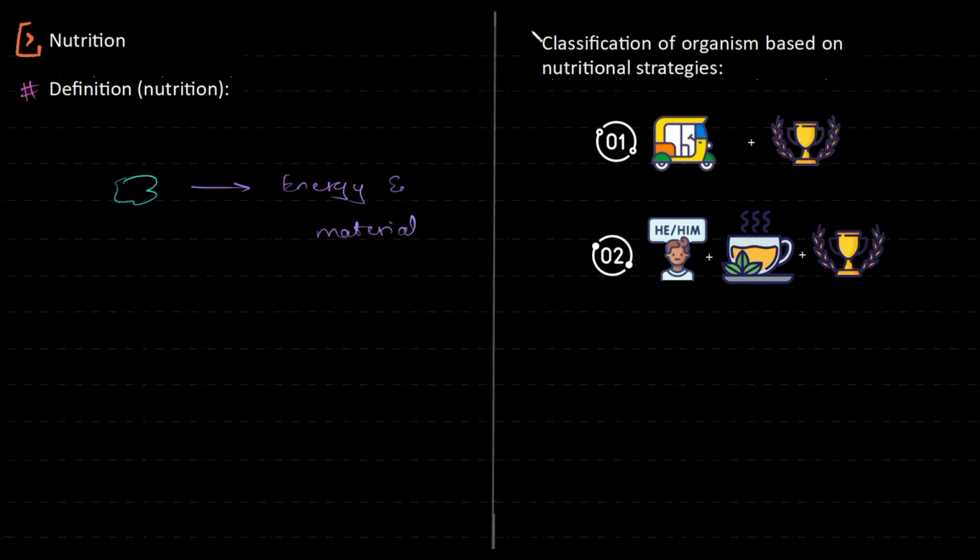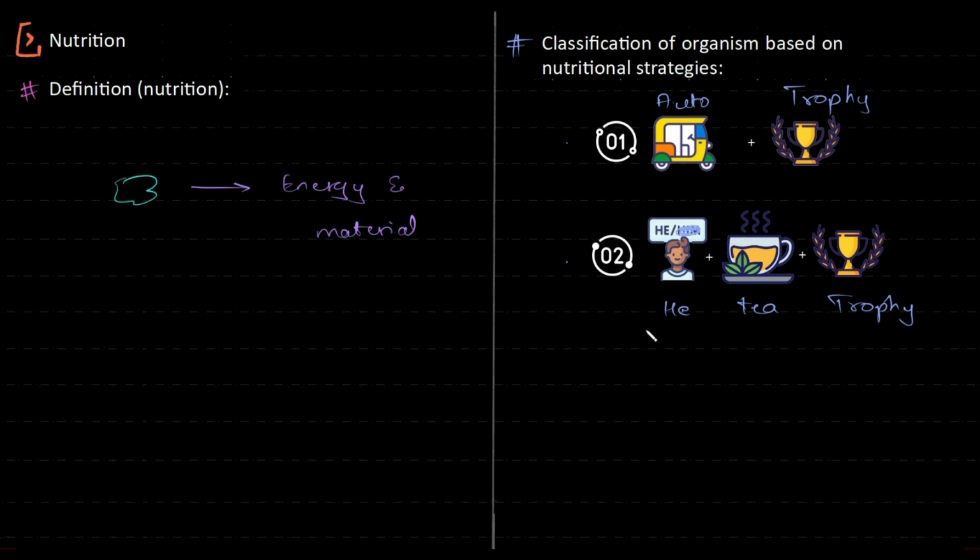Now, the question is, how can we classify the organisms? Based on nutrition, can we classify them? Yes, we can classify them. There are two forms. So what do you think is the first and what is the second? Make a guess. This is auto, and this is a trophy, right? This is a T and this is a trophy again. Can you make a guess? What is the first one?